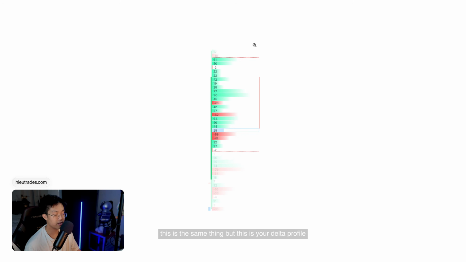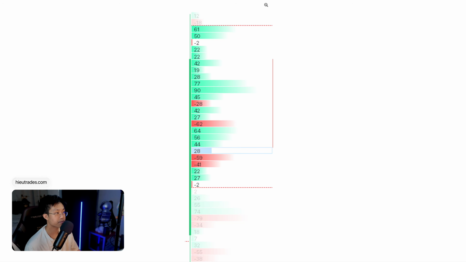This is the same thing, but this is your delta profile. So this is a delta cluster, this is a delta profile. It's showing you the same thing, but in a bar format, and it's giving you a clearer picture of how dominant one side was in comparison to the opposing. So the longer the bar, the more dominant one side was. Here, you have a delta of 90 in comparison to this miniature red bar of -2. So at these levels, you have a lot of aggressive buying dominance, whereas at this level, aggressive sellers were in control, but not so much in comparison to this -62 level over here.